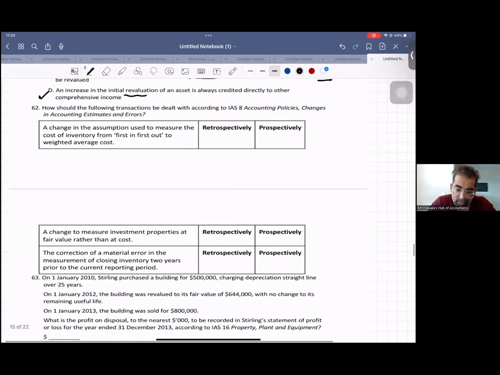Now, question number 62. There is a little dodge in 62. Let's see who recognizes it. A change in the assumptions means estimates.